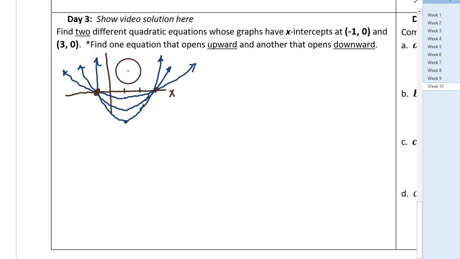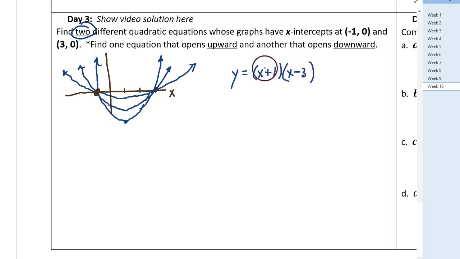If the vertex was up above the x-axis, now the branches would be going downwards. There are an infinite number of parabolas that go through those two dots on the x-axis. We're only asked to find equations for two of them. So because those are the x-intercepts, they are zeros of the equation. So the x-intercept at -1 results in a factor of x plus 1. And the x-intercept at (3, 0) results in a factor of x minus 3.